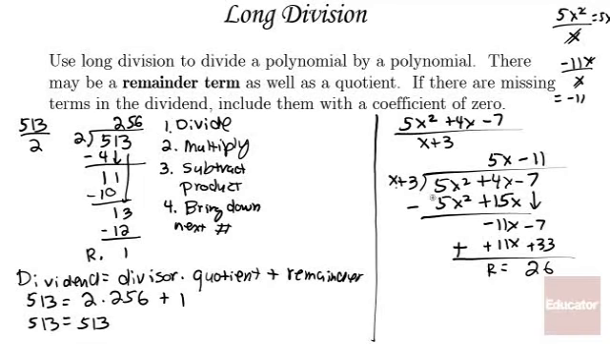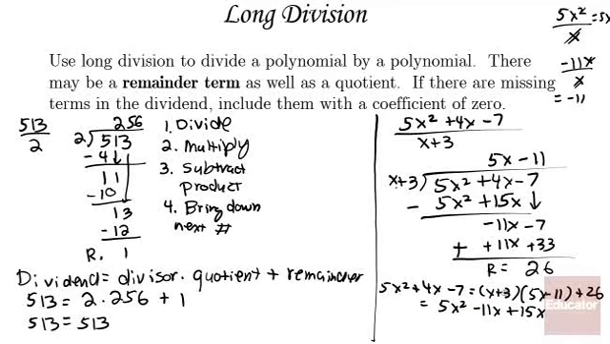Now, to check this out, I'm going to say, okay, the dividend equals the divisor times the quotient plus the remainder. Okay, let's make sure this checks out. That's 5x squared minus 11x plus 15x minus 33, just using the FOIL method, plus 26. Simplifying to get 5x squared, negative 11x plus 15x gives me 4x. Negative 33 plus 26 is negative 7. And this does check out. So again, this is really just using the same techniques as you use for long division with numbers.